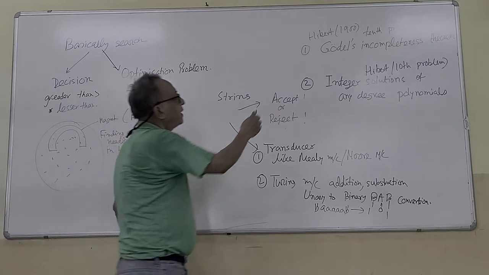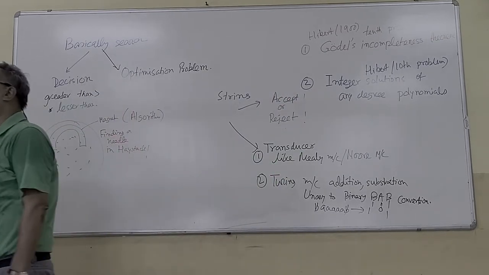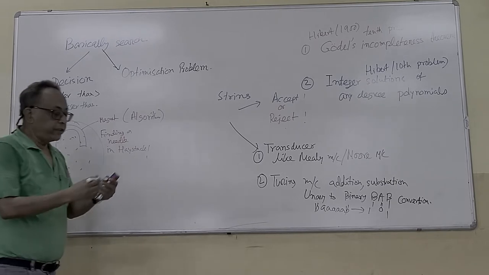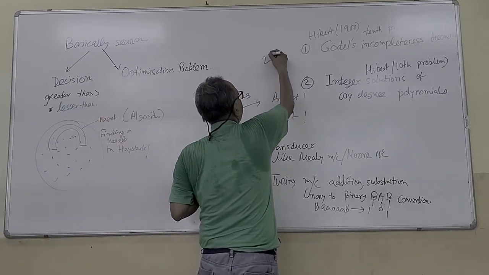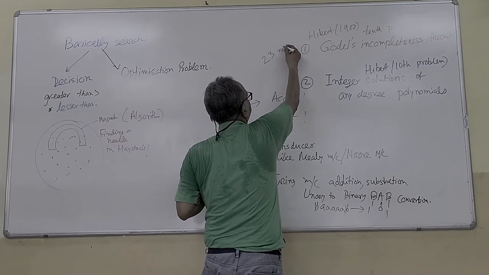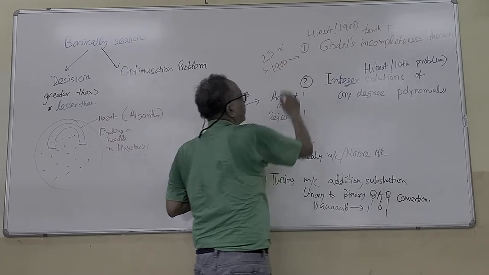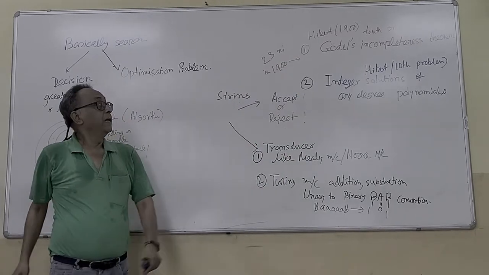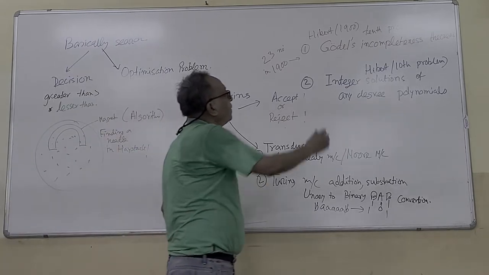Today we start with Hilbert's 23 problems, which he pronounced in 1900 in Paris. 23 famous problems. A lot of them are still famous now. One of the problems is Gödel's incompleteness theorem. What is Gödel's incompleteness theorem?